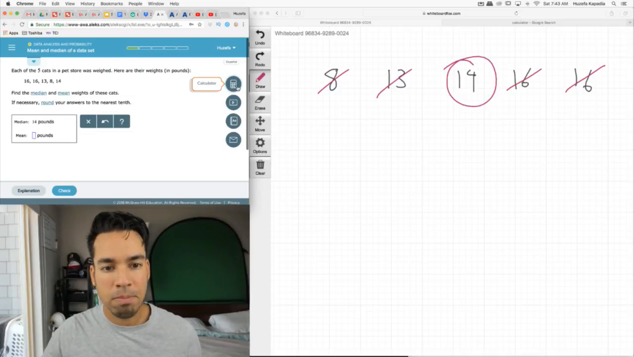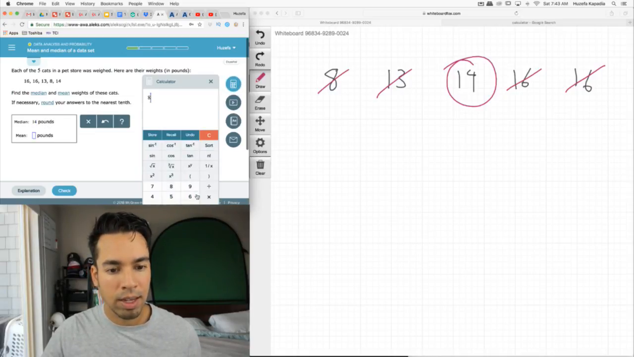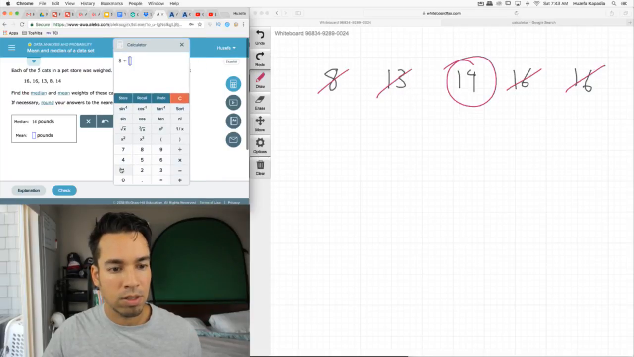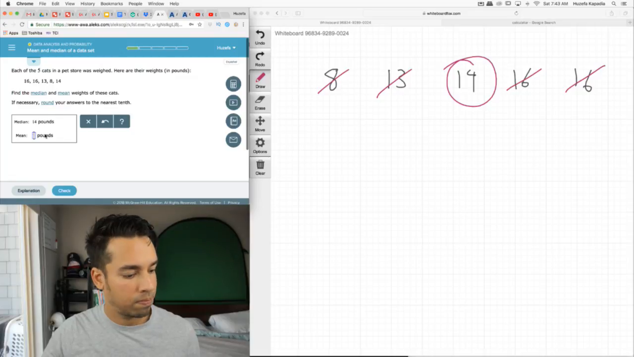And now again for the mean, let's add them up. 8 plus 13 plus 14 plus 16 plus 16, and we get 67, divided by, how many terms are there? 1, 2, 3, 4, 5, divided by 5, and we get 13.4.